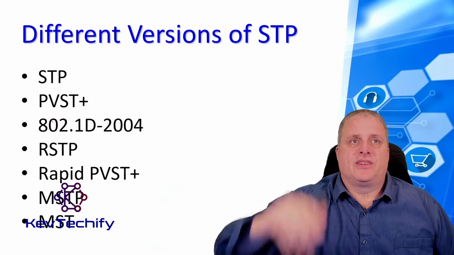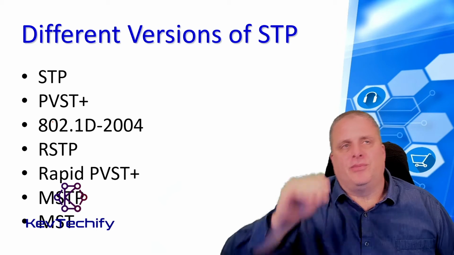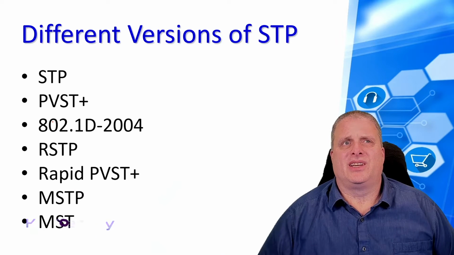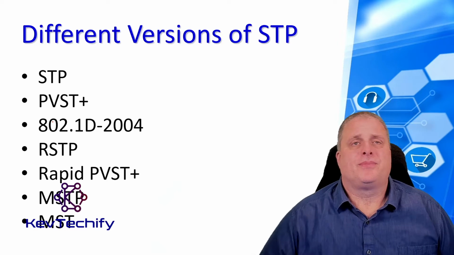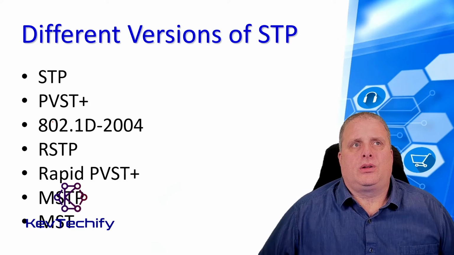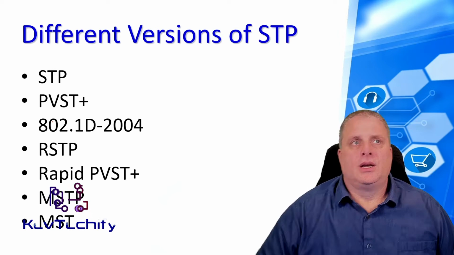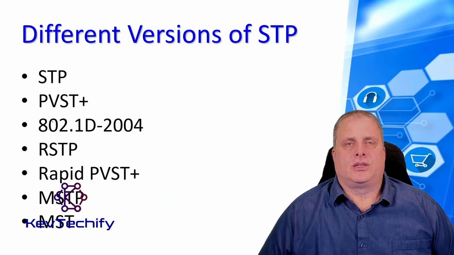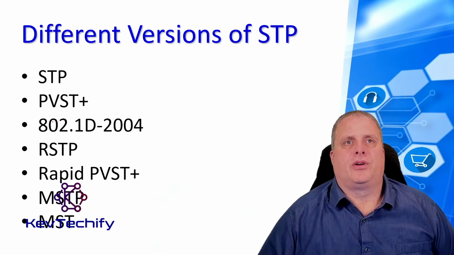We have STP. This is the original spanning tree protocol from 1998. It provided that loop-free technology, gave us redundant links. It's also called Common Spanning Tree, CST. It assumes that there's only one spanning tree for the entire bridged network, regardless of the number of VLANs. Then we have PVST+, per VLAN spanning tree plus, which is a Cisco enhancement of that original spanning tree protocol.